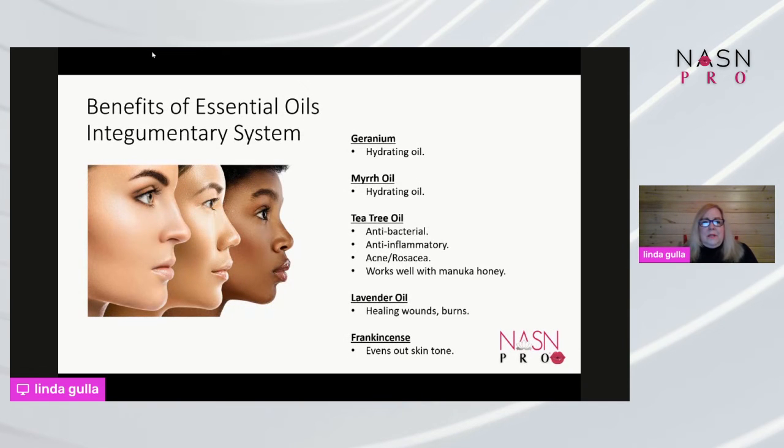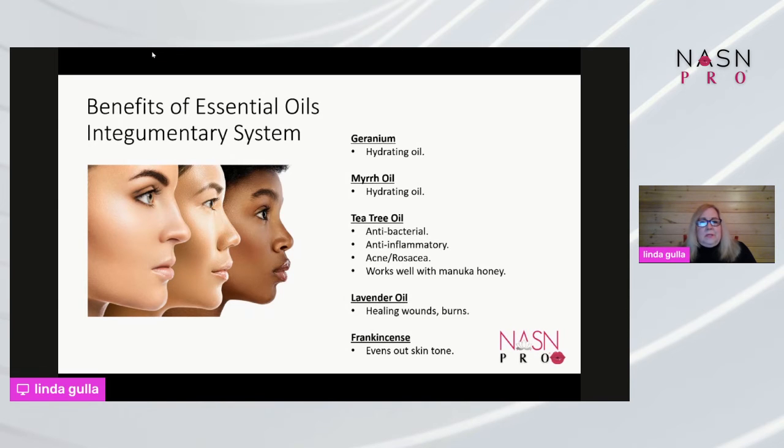And as we all know, the integumentary system is the skin. And geranium is a hydrating oil, as well as myrrh. So you can put it on the skin to hydrate. And also, not just hydrating is good for acne clients, because usually when people have oily skin, it's because they're lacking hydration. And the skin can't make water, so we need to help it hydrate and make some water. So geranium and myrrh oil are good.